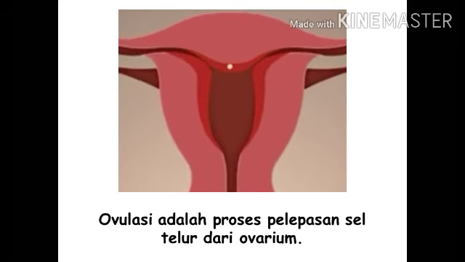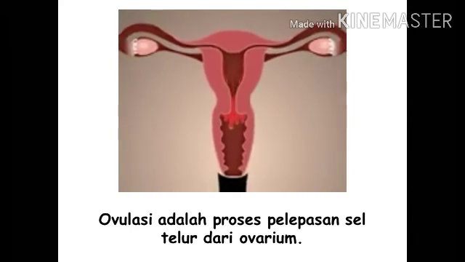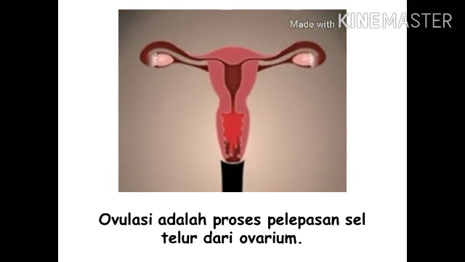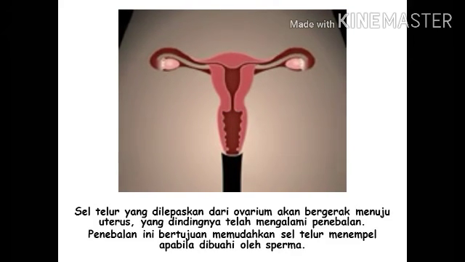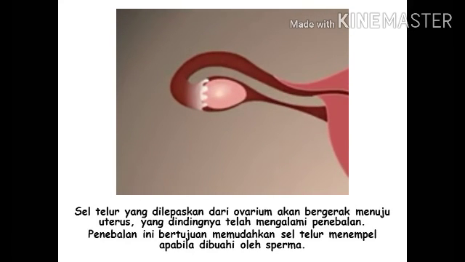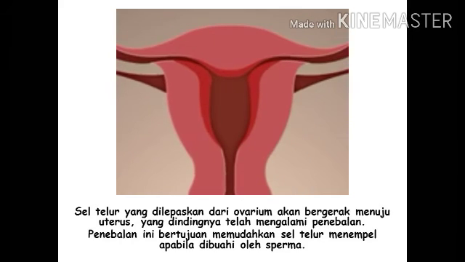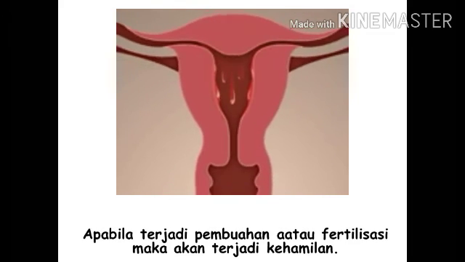What is the meaning of ovulation? Ovulation is the process of releasing an ovum from the ovary. The ovum released from the ovary will move to the uterus, whose wall has thickened. This thickening makes it easier for the ovum to attach when it is fertilized by a sperm. If there is fertilization, pregnancy will occur.